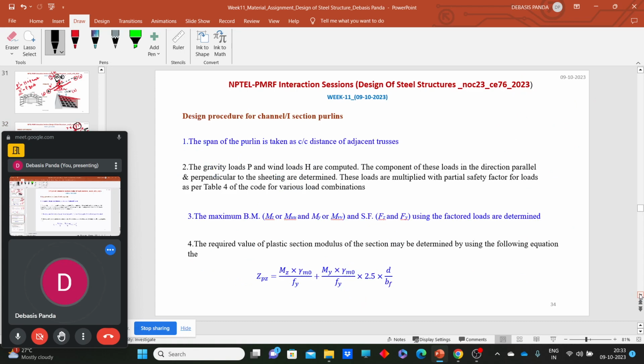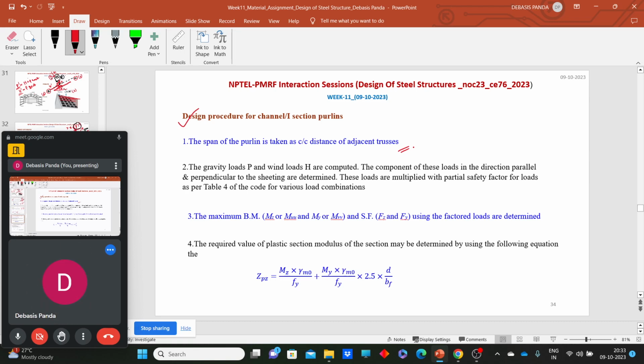So first thing, we will look at the design procedure of a purlin when we use channel or I sections. What should the design procedure be? First thing, obviously, we need to calculate the span or length of the purlin. It is generally taken as the center to center distance of the adjacent trusses. That means the spacing should be provided, and either the number of purlins or the number of bays will be provided. Based on that, we can calculate the center to center distance of the purlin.